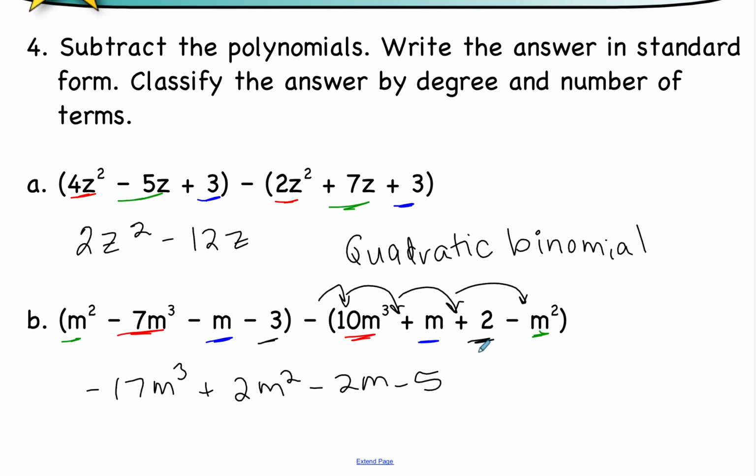Classifying this, it's third degree. So third degree we call cubic. And it has 4 terms, so we're going to call it a polynomial.